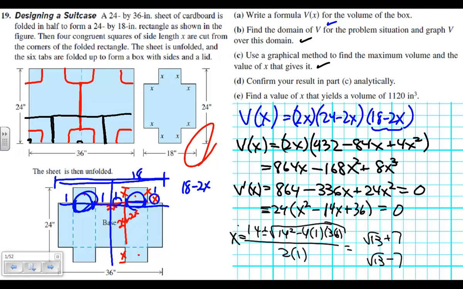Okay, so we have two roots that come out of the quadratic. This one is negative. It's an extraneous solution. Very nice. Okay, and so root 13 plus 7.